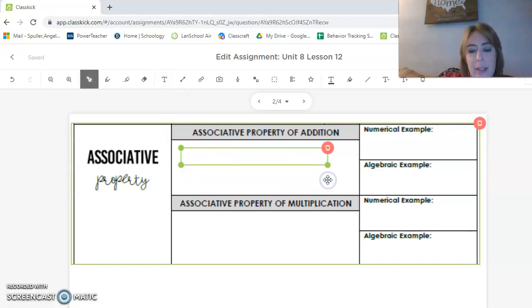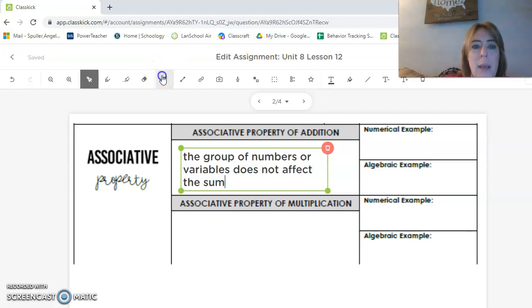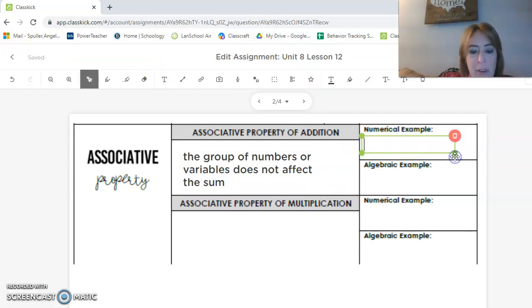So this one states that the grouping of numbers or variables does not affect the sum or the answer. What does that mean? Well, that just means here, if I have 7 plus 8 plus 2, it's the same as saying I can change where the parentheses go, I can group different numbers because in the end, we end up adding all of it anyways.